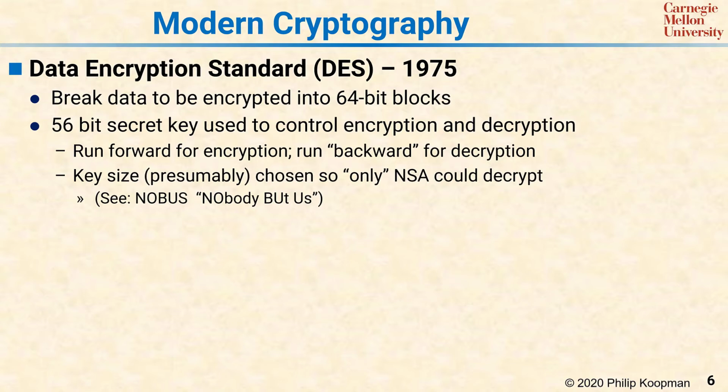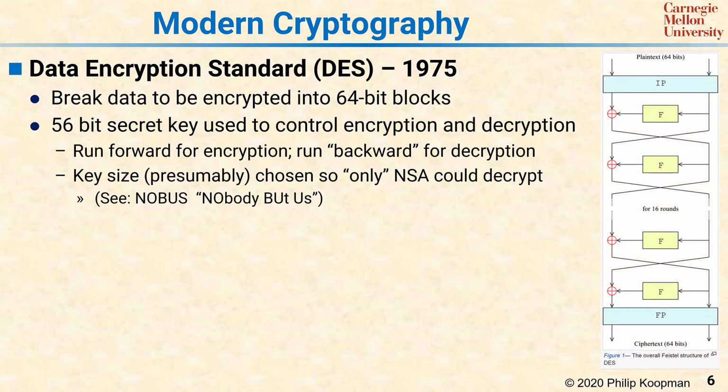DES used a 56-bit secret key to control the encryption and decryption by selecting different scrambling functions. The picture on the right of the slide shows how DES works. The inputs came down from the top, and then the input would go through a scrambling function F and be XORed into the message, and the results would then go down to the next scrambling function and so on. There would be 16 rounds of scrambling, and you get the ciphertext at the end.